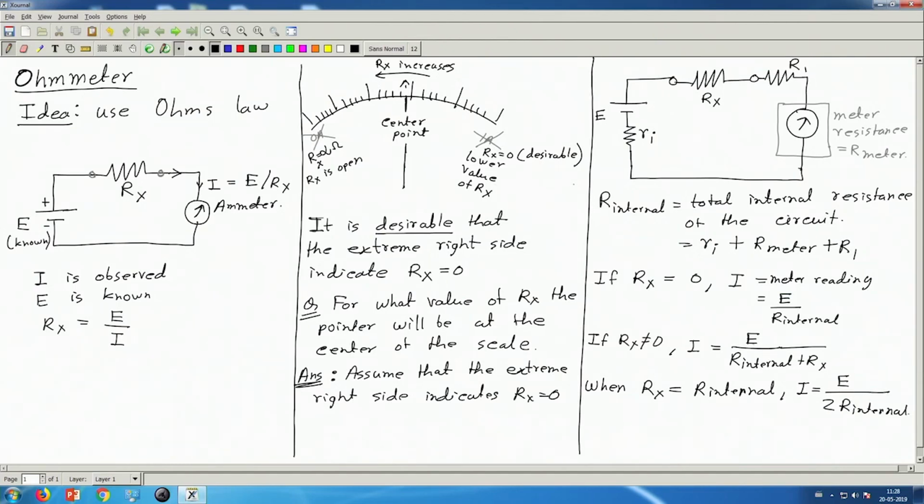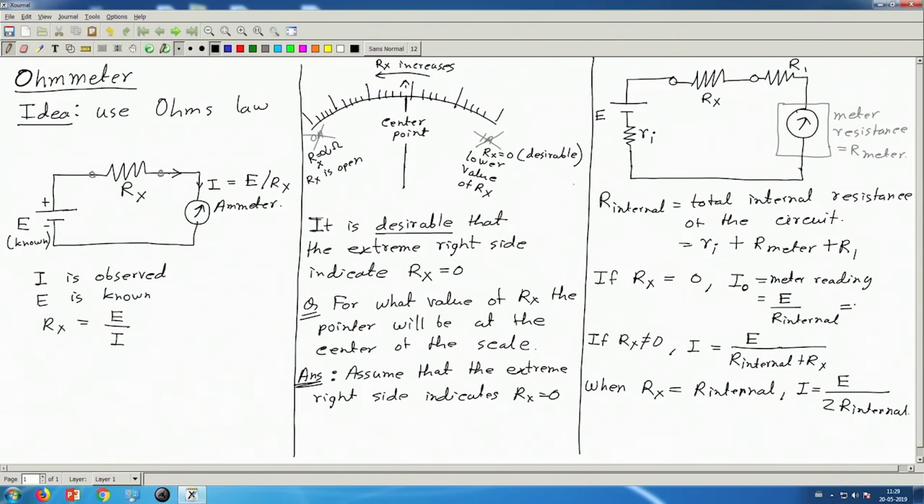Because I have R internal and Rx is also equal to R internal, this becomes 2 times R internal. So, this is the current when the resistance Rx is equal to R internal. Now, let me denote this particular current as I0. This current is the current when Rx is equal to 0.